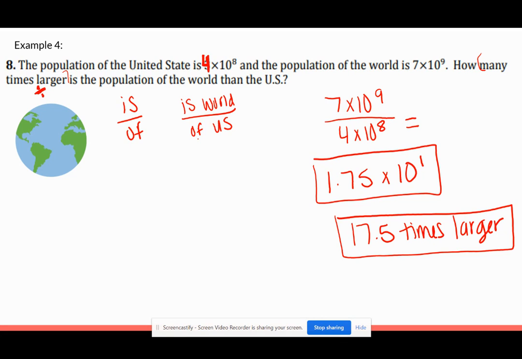If they say the words total or combined, that means you're going to add. And then anything with area or something, you can do multiplication. So that is word problems with scientific notation. You're just taking what we did on Friday and putting it in word problem form.